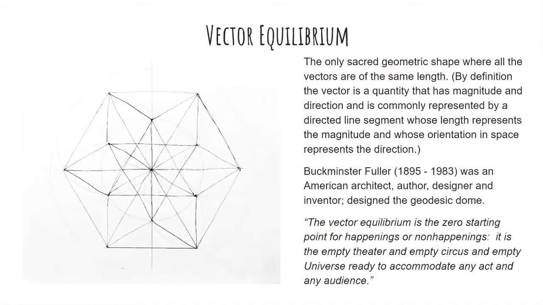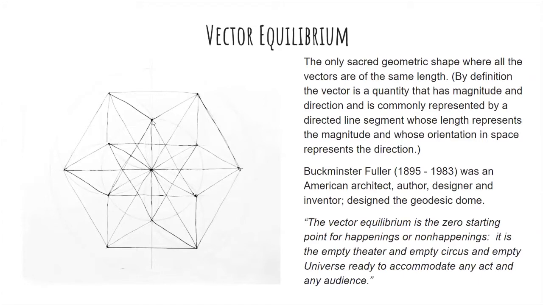The scientist who discovered and used this term, the vector equilibrium, was Buckminster Fuller, an American architect, author, designer, and inventor. He is famous for designing the geodesic dome. As all the vectors in the vector equilibrium are of the same length, it represents, from the energetic perspective, the ultimate and perfect condition where energy comes to a state of equilibrium, and thus stillness.